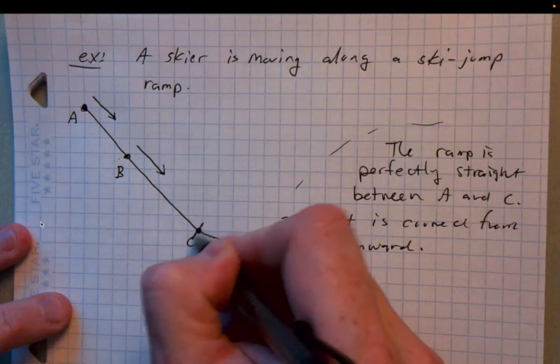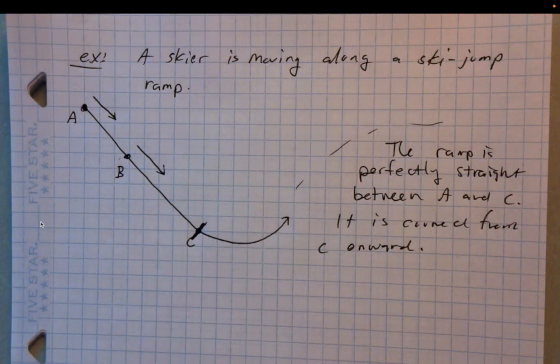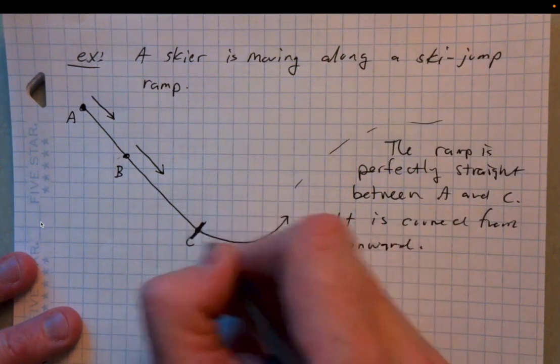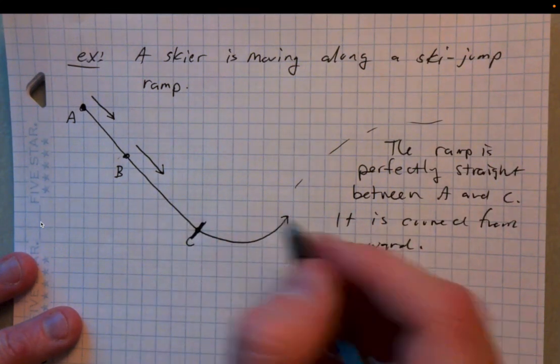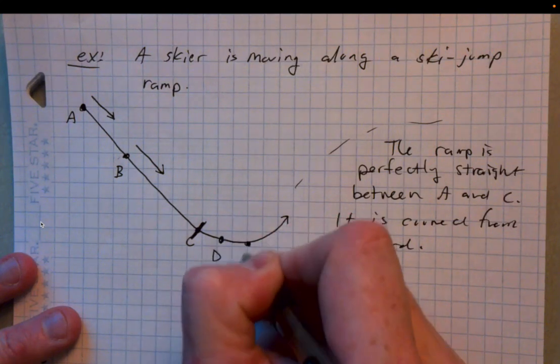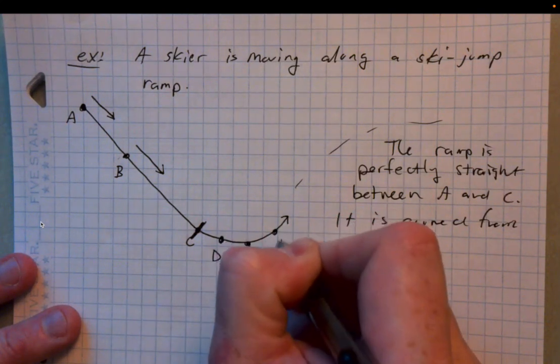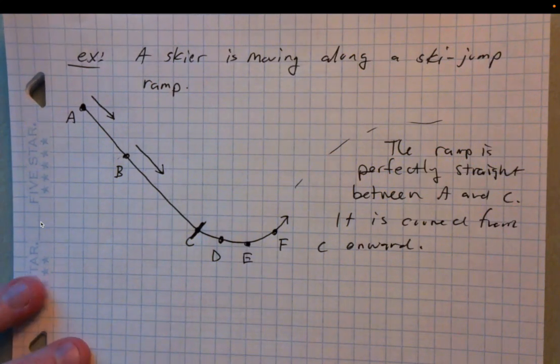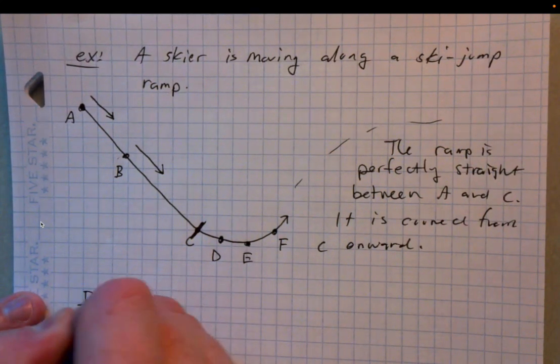Now at C, we'll not worry about that as a point, but let's think of it as a change point in the track. So at C, the track is perfectly straight up till C, and then it starts curving. So let's lay in a couple of points here. We'll call them D, E, and F. What's going on here? Let's take each of these separately. So what about at D?